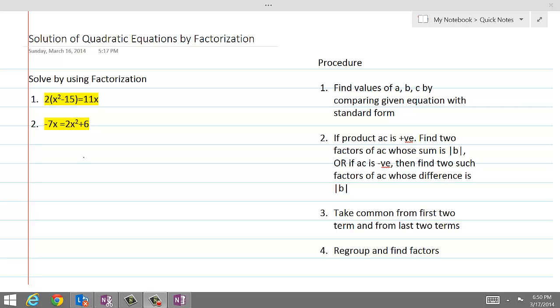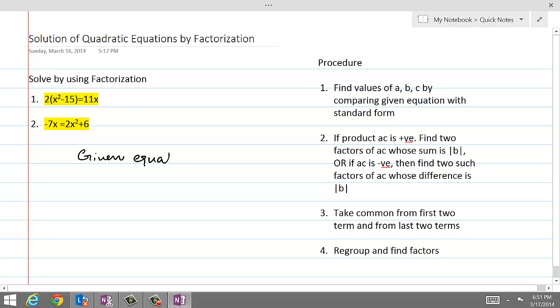Here the given equation is 2 times x square minus 15 equal to 11x. We need to write this equation into standard form.